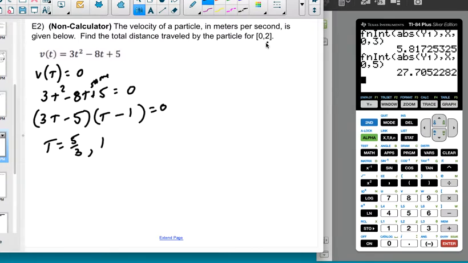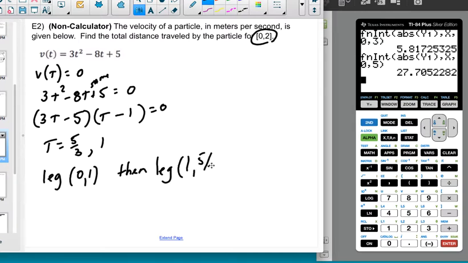So I was asked from 0 to 2. So basically the first leg is going to be from 0 to 1. The next leg is going to be from 1 to 5/3, and then the last leg is going to be from 5/3 to 2, because 2 would be 6/3. So there's basically 3 integrals that I need to find, and it's not fun at all. I'm just going to throw that out there. Not fun.